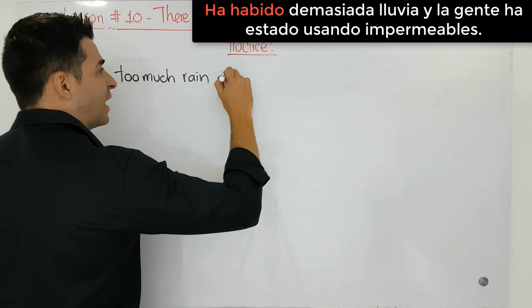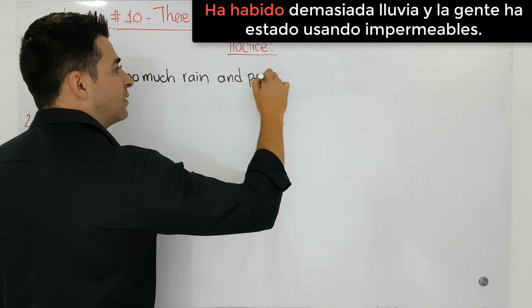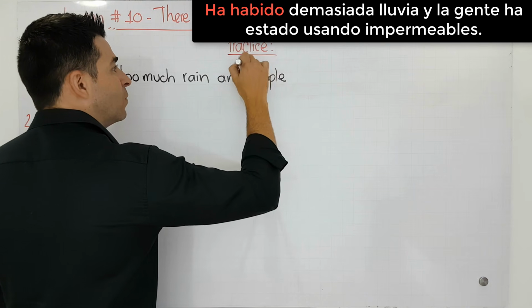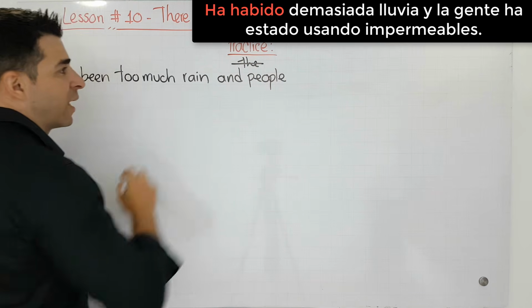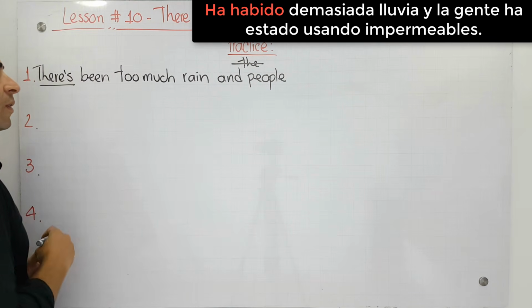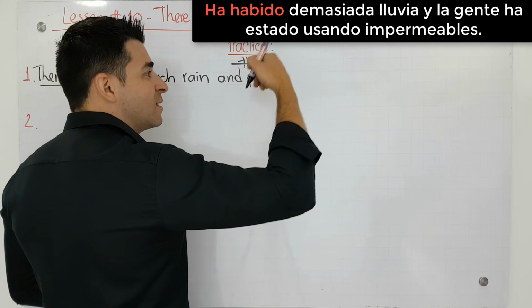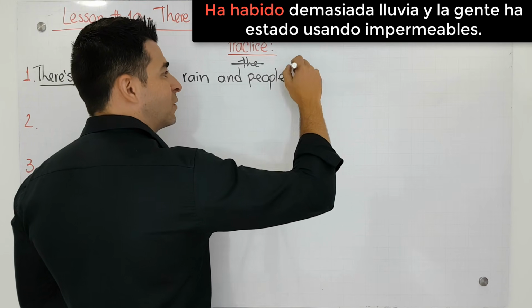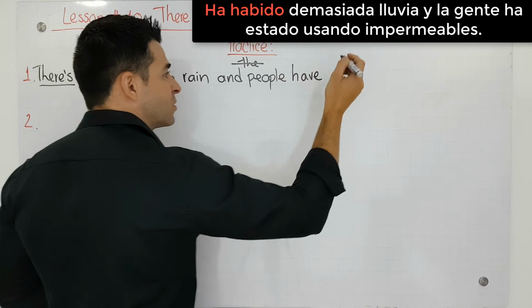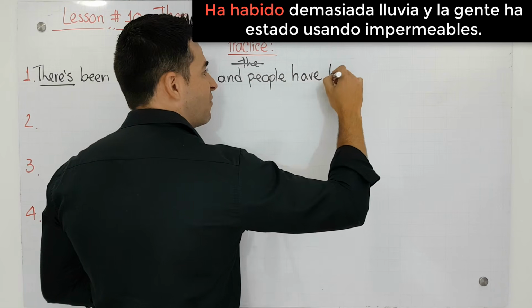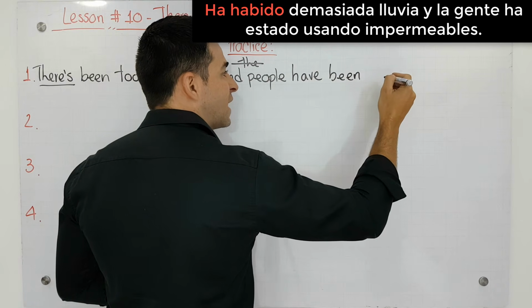Y la gente, and people. Vamos a hablar de la gente. Pacho, y no es de people, no, nada de este artículo de, les voy a dejar ese video para que sepa cuándo utilizarlo y cuándo no. And people what? Ahí luego que viene, estamos trabajando ya un presente perfecto progresivo y es por eso que lo vamos a conectar. And people have been, luego usando.